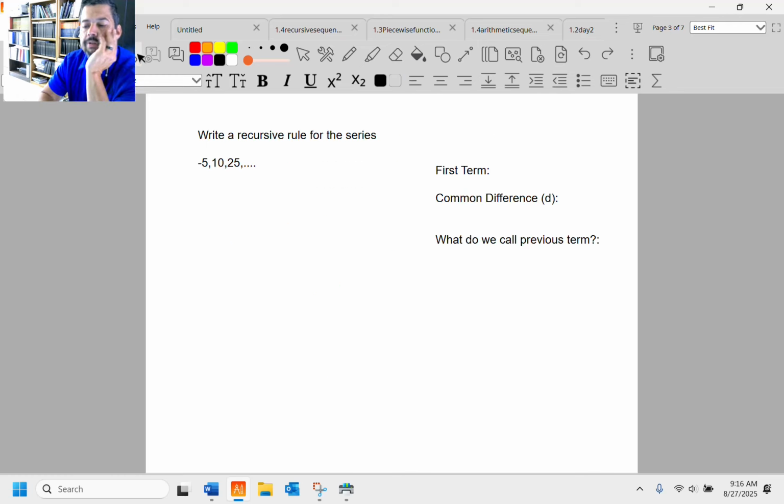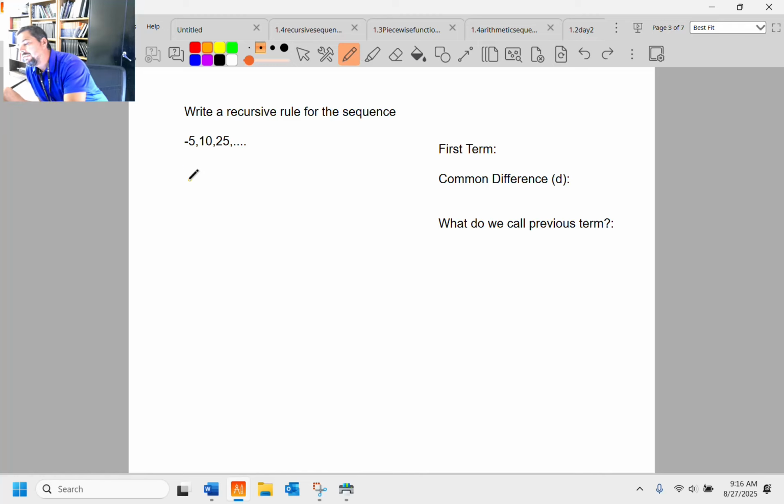All right, so let's write a recursive rule for this. And that's got a typo in it. That should say sequence. I made these notes up just before class day because I didn't like the notes I had. So we're going to write a recursive rule for this sequence, and we're just going to identify some parts here. The first term, which we call a of 1, is negative 5. The difference between the terms is to add 15. And the previous term is always called a of n minus 1. That's just what it's called.